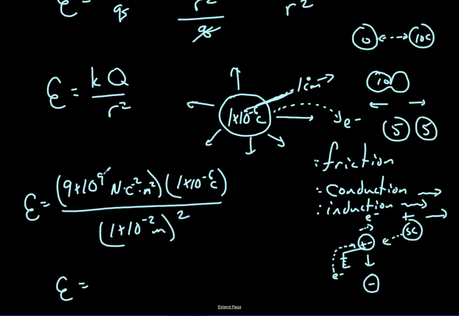9 times 10 to the 9 times 1 times 10 to the negative 6. Up here you should end up with a value of 9 times 10 to the 3, right? And then you're dividing it by 1 times 10 to the, what happens here? 1 times 10 to the negative 4, right? So you should end up with 9 times 10 to the negative 1, no, 7, right? Should end up with 9 times 10 to the 7.